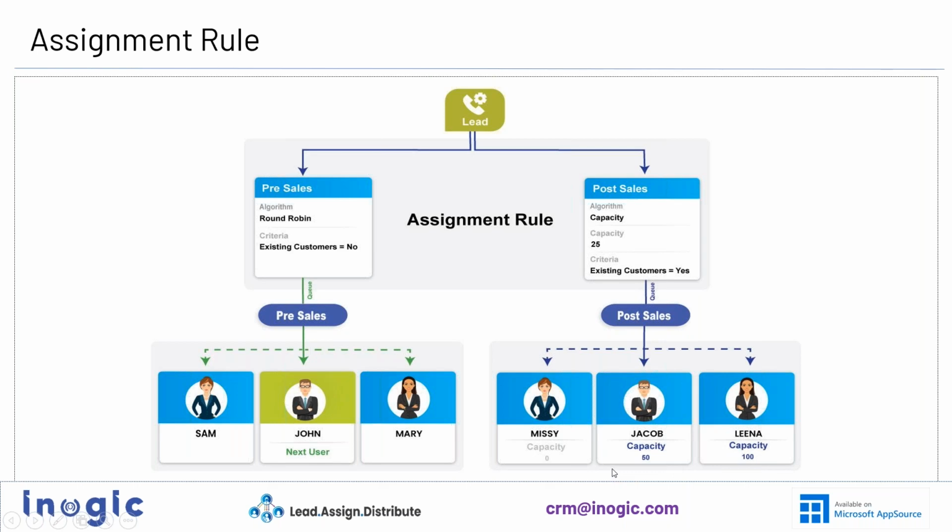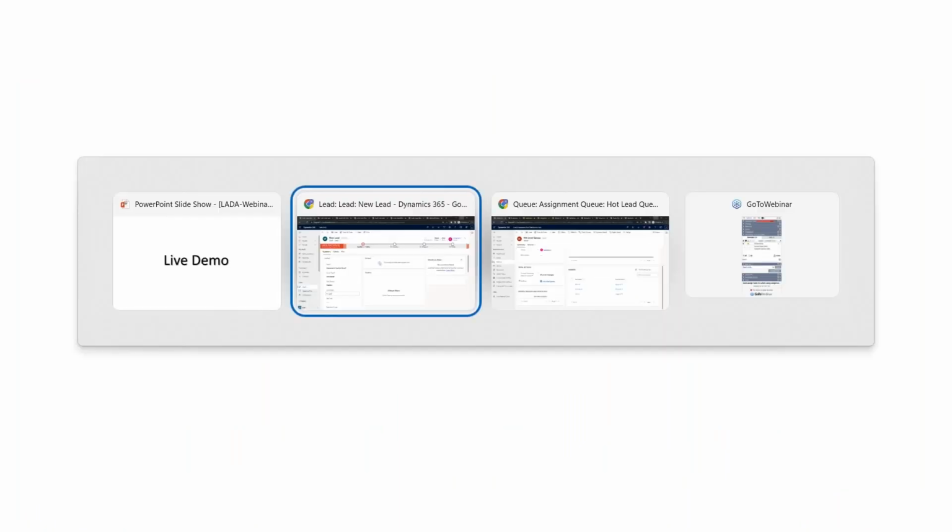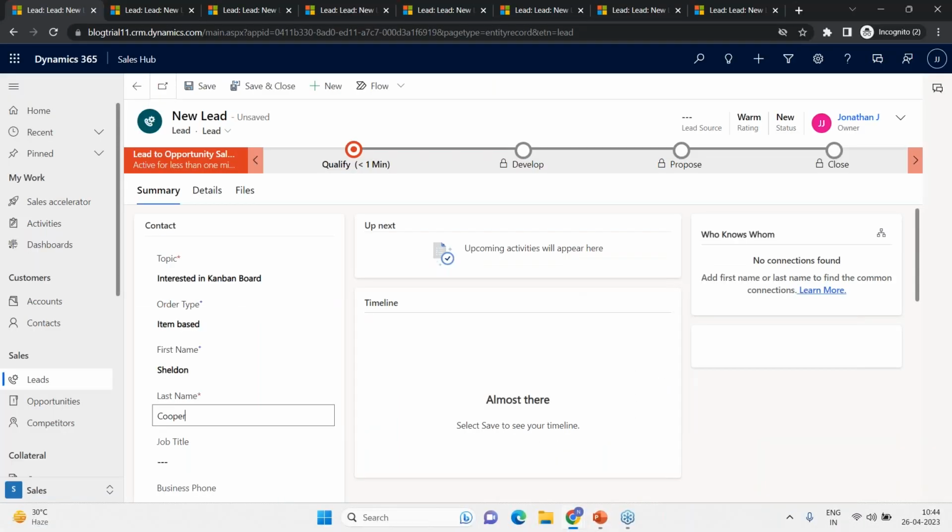Now, once the resources like Missy, Jacob, and Lena close any of the records assigned to them, that's when the 25 units would be added back to their available capacity, and they are again available in the game for new records to be allotted to them. Now, with that being said, let's dive into the demo. Let me just switch to my CRM.